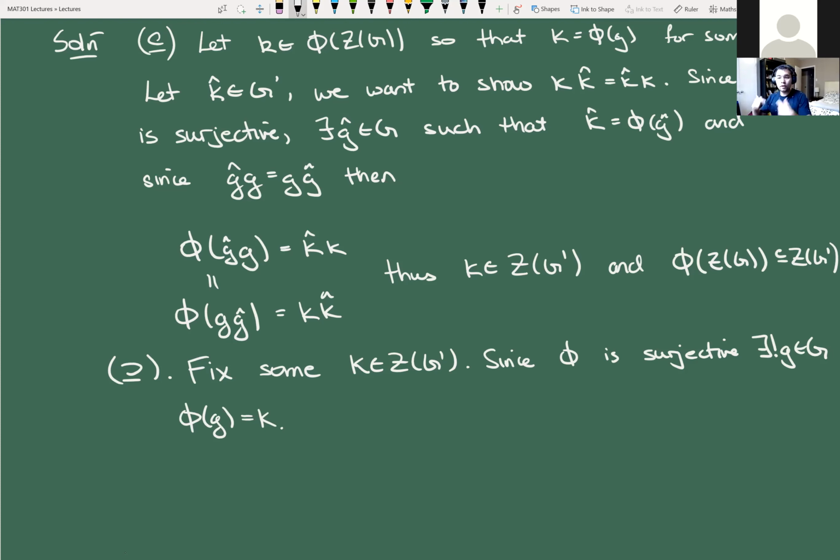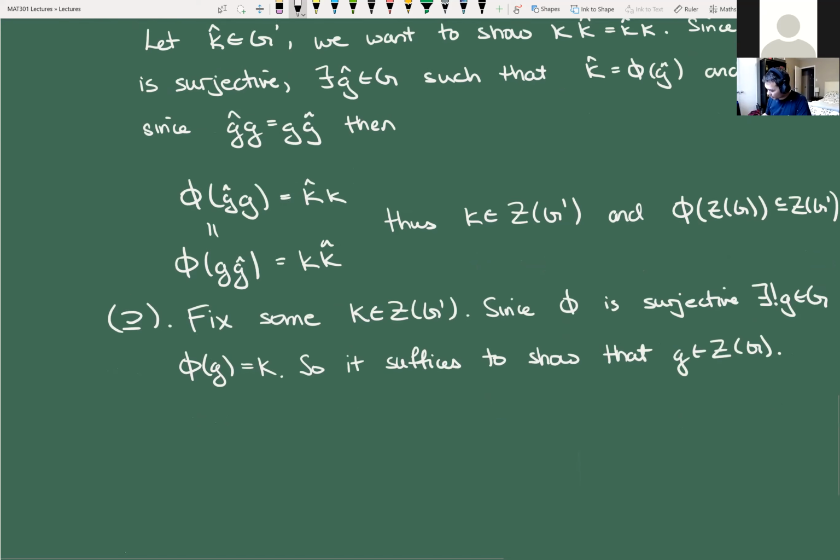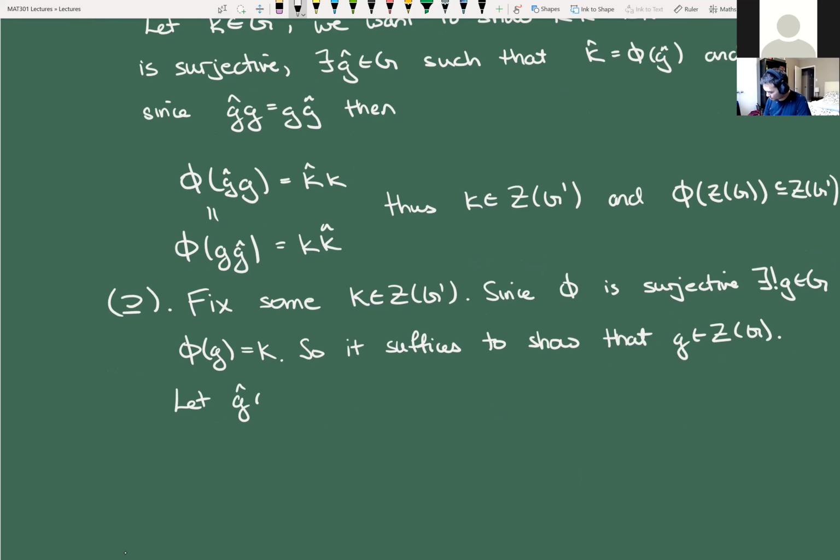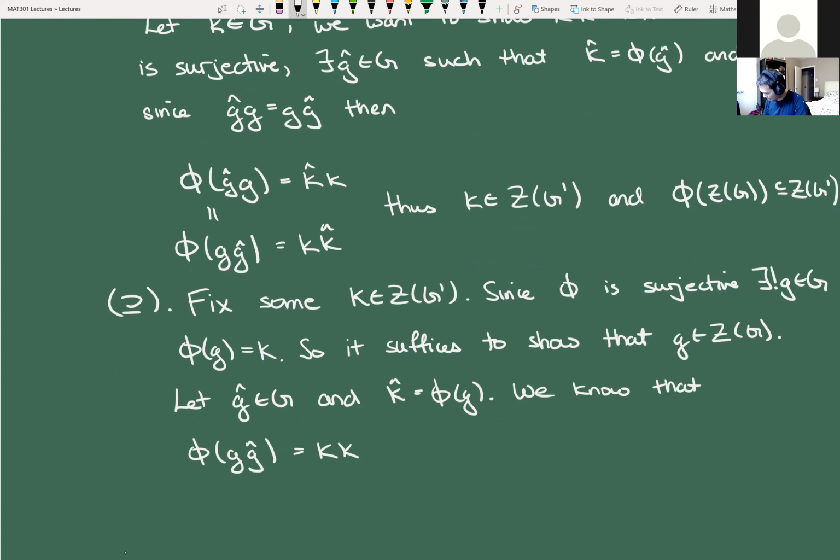Thus, to show that k is in the image of the center of G, it suffices to show that little g is in the center of G, since then we're done. So I need to show that g commutes with every element of G. So let's pick another element. Let g hat be some element of G, and let k hat be its image. Since k is in the center of G prime, it commutes with everything. So we know that phi of g hat is going to be k hat.